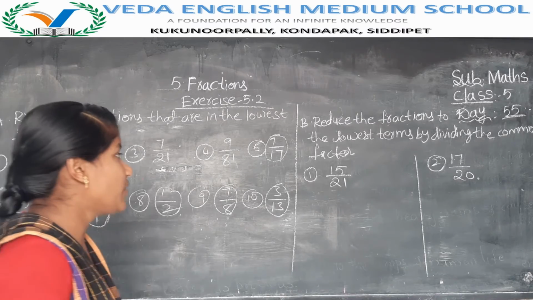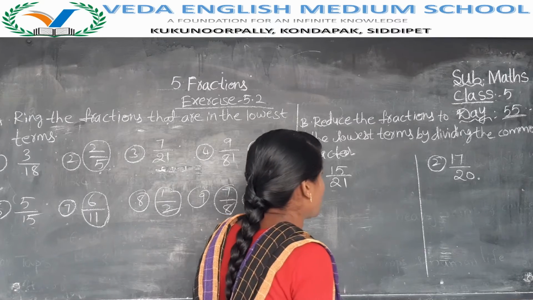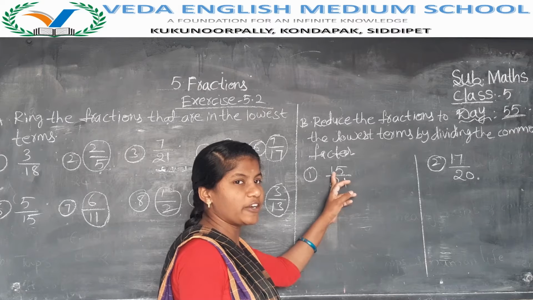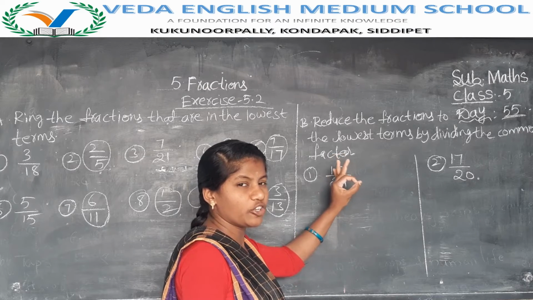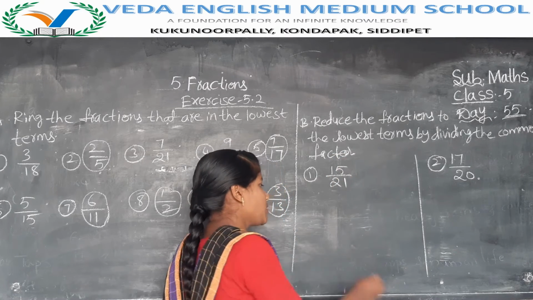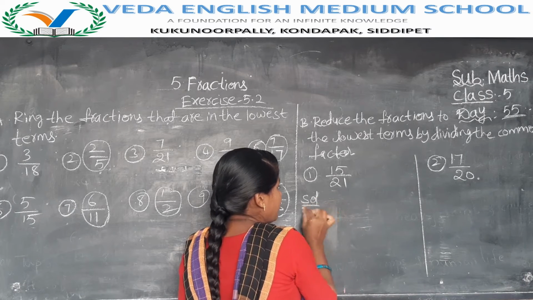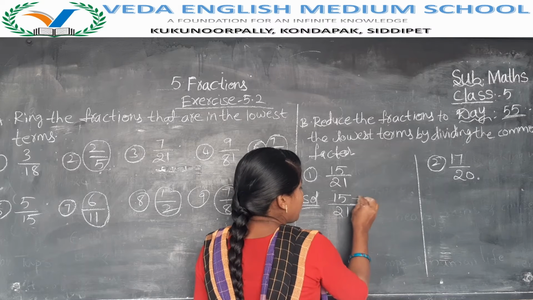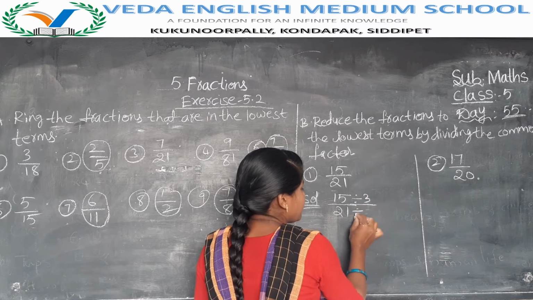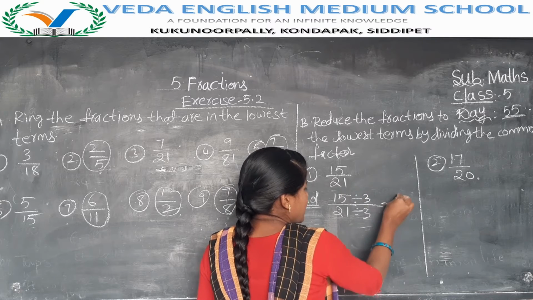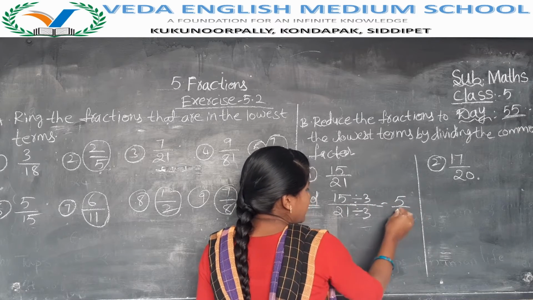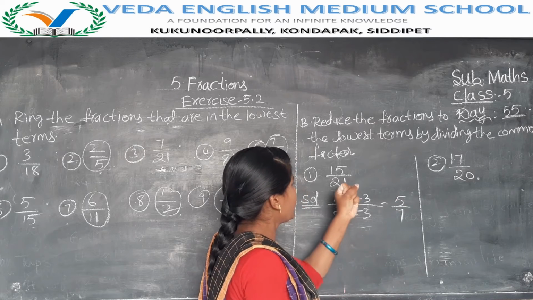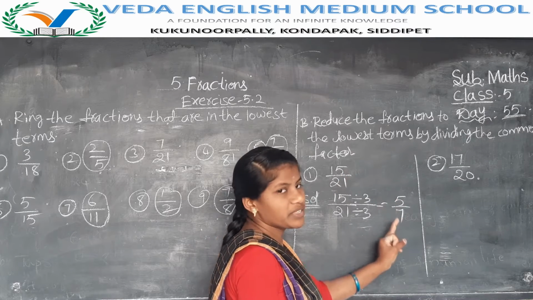Next, B bit. Reduce the fractions to the lowest terms by dividing the common factor. That means we have to divide both numerator and denominator by their common factor. Now the second bit, 15 by 21. Both are divisible by which table? If you know the 3 table, both are divisible by 3. 3 5s are 15, 3 7s are 21. 5 by 7, both are prime numbers, so the lowest form of 15 by 21 is 5 by 7.